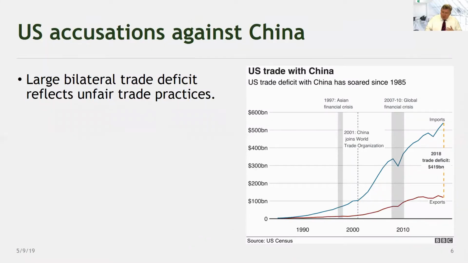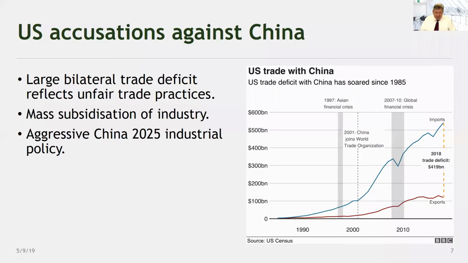The first argument, and one which is made by President Trump all the time, is that the large bilateral trade deficit between the United States and China reflects Chinese unfair trade practices. Now, what are those unfair trade practices? Typically, the Americans focus on subsidies to begin with, arguing that there's a mass subsidization of Chinese industry, mainly through development banks. China has also announced this 2025 industrial strategy of theirs, which has caused a lot of concern, not just in the United States, but also in Europe, because China has ambitions to take over and be the top player in many of the leading industries of the world. And this has caused some nervousness in more innovative high-tech sectors as well. So we start off with subsidization as industrial policy, as American accusations of unfair trade practices.